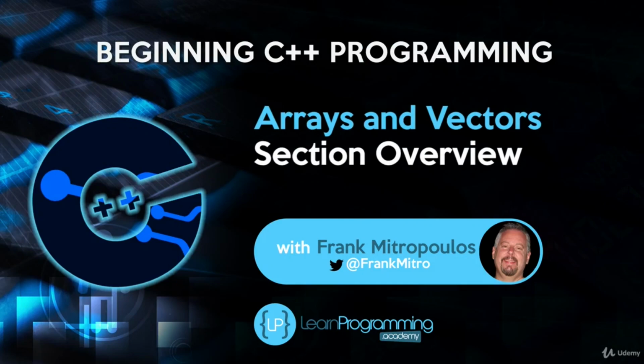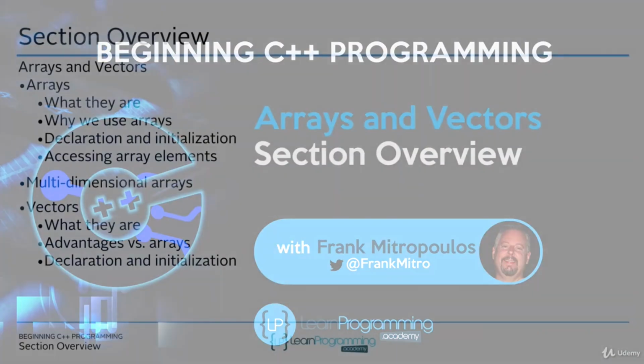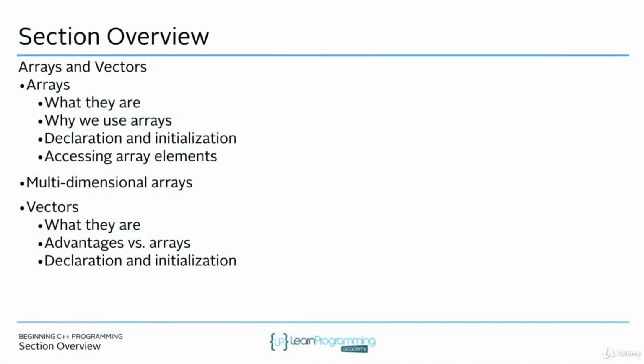In this section of the course, we'll learn about our first compound data type. A compound type is a type that's made up of other types. First, we'll learn about arrays, what they are and why we use them. We'll go over the syntax for declaring and initializing arrays, and we'll learn how to access the individual elements of an array. Then we'll talk about multi-dimensional arrays.